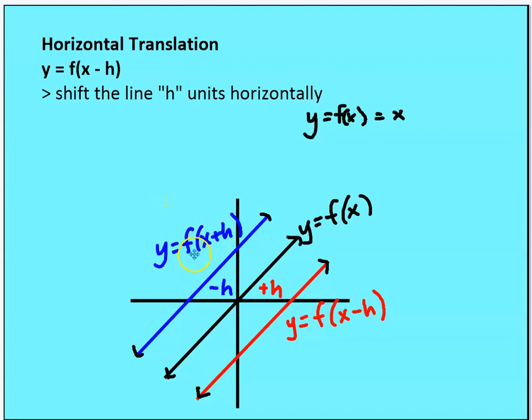left. So you can see here, f of x plus h means a shift to the left by h units, and then y is equal to f of x minus h, shift to the right by h units, respectively. All right, so horizontal shift, that h value is within the parentheses. And then let's go through an example.